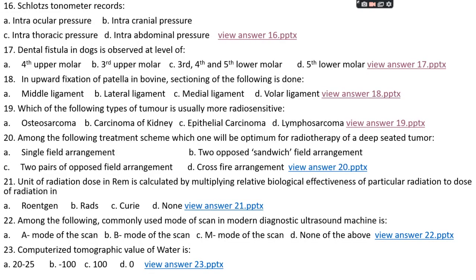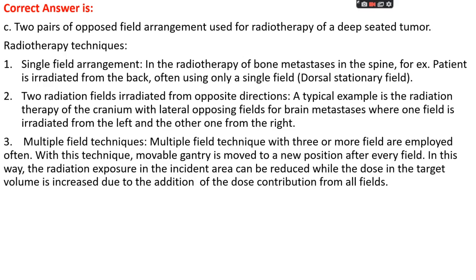Question number 20. Among the following treatment schemes, which one will be optimum for radiotherapy of a deep-seated tumor? Option A, single field arrangement; option B, two opposed sandwich field arrangement; option C, two pair of opposed field arrangement; or option D, crossfire arrangement. The right answer is option C. Two pair of opposed field arrangement is actually used for radiotherapy of a deep-seated tumor.